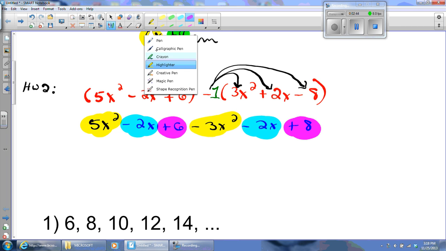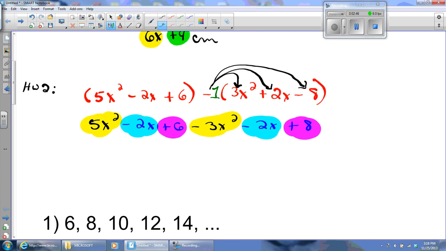All right, so now I'm ready to combine like terms. 5x squared minus 3x squared, 2x squared, not 2. I'm counting x squareds. I have 5 of them and I lost 3 of them. I have 2 left. If I had $5 and I lost $2, I wouldn't have 3 left. I'd have $3 left. If I had 5 dogs and I lost 3 of them, I wouldn't have 2 left. I would have 2 dogs left. All right, the x terms, I've got negative 2 and negative 2 is a minus 4x. And the constants gets me a plus 14.